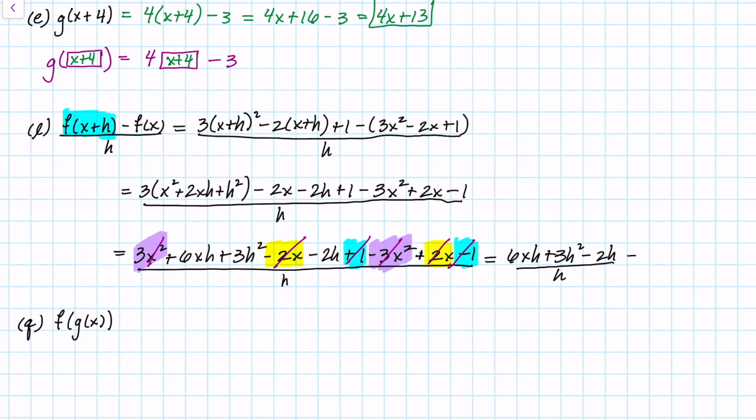And notice here that I have an h in all the terms over here, so I can actually factor that out. This becomes 6x plus 3h minus 2 divided by h. I can cancel the h out, and I end up with 6x plus 3h minus 2. And this is going to be my solution. All right.